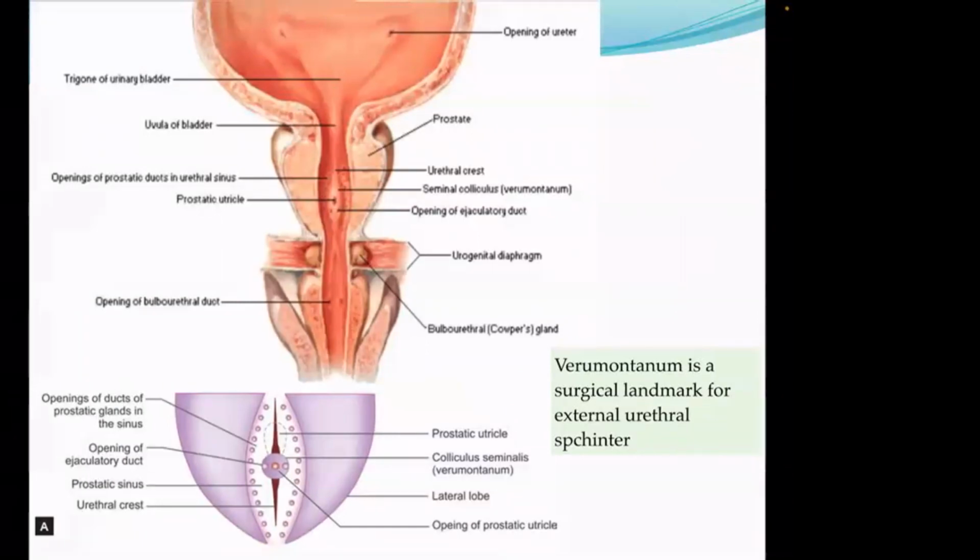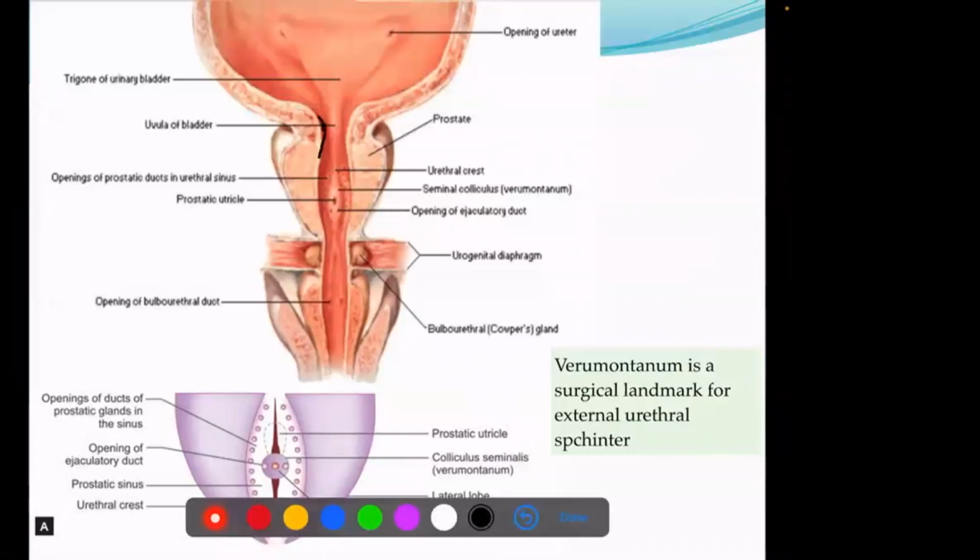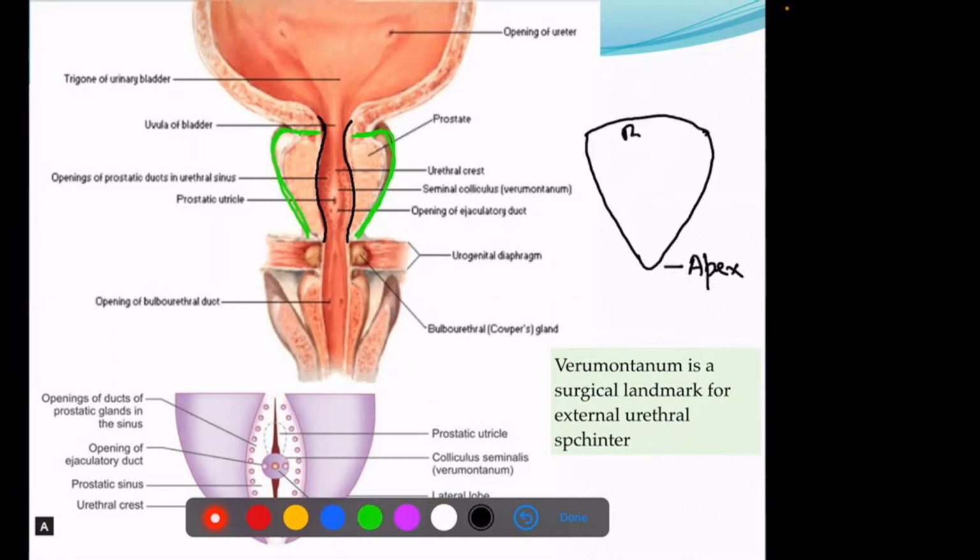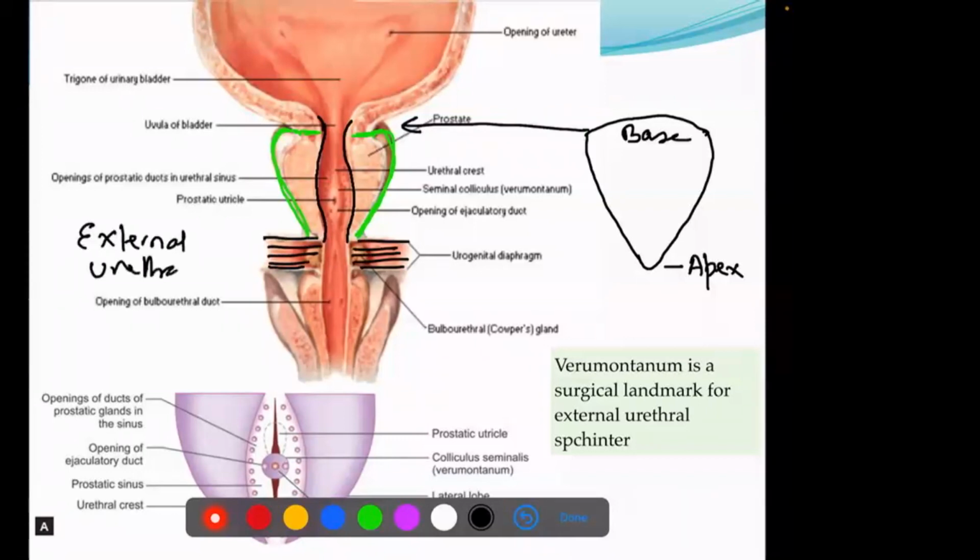This is a cut section of the prostate in a coronal section. What you can see over here is the urethra, the prostatic urethra, passing through the prostate. This is the apex of the prostate, and this is the base of the prostate. Just at the end of the apex, you can see a muscle, which is known as the external urethral sphincter.